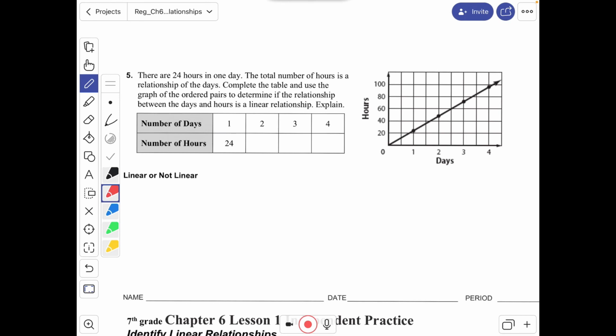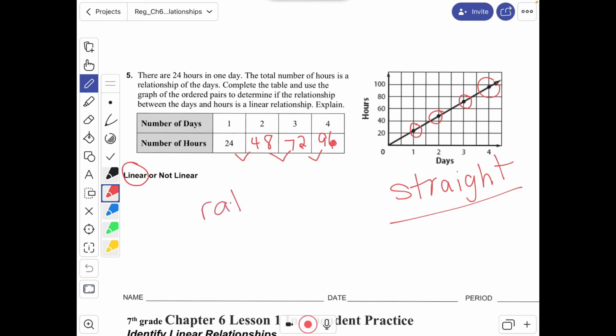Okay, so it already started. 1 day is 24 hours. 2 days would be 48 hours. And 3 days would be 72 hours. And 4 days would be 96 hours. And you can even look at the graph that they gave you. They put each one of those points on there for you. And remember, it has to make a straight line. So if it makes a straight line, then it is linear. And it's making a straight line because the rate is constant.